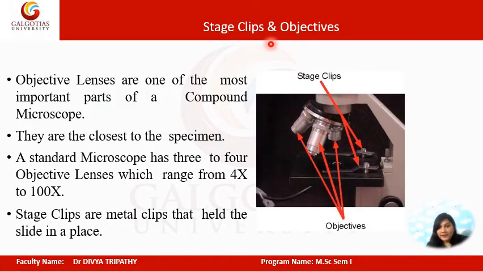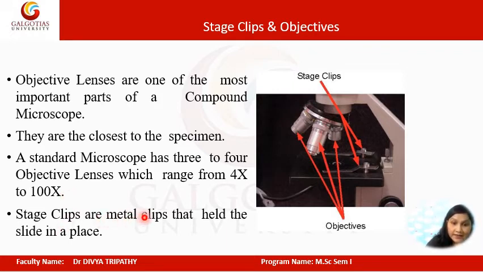Stage clips and the objective. You can see over the stage, just below the objective lens, there are two clips. Objective lenses are one of the most important parts of the compound microscope. You can see here there are three objective lenses that have different magnification power. Okay, they are the closest to the specimen. That's why we call them objective lenses, because these lenses are close to the object. A standard microscope has 3 to 4 objective lenses that range from 4x to 100x. Again, these 4x and 100x are the magnification power of the lenses.